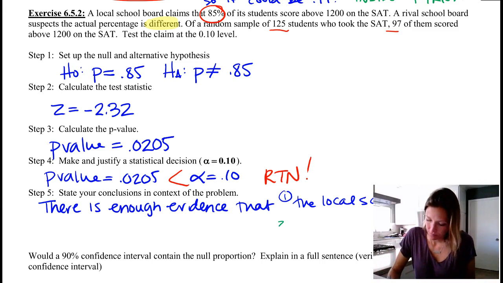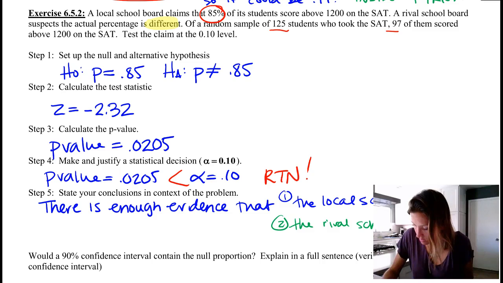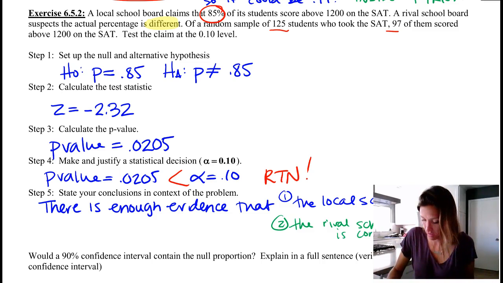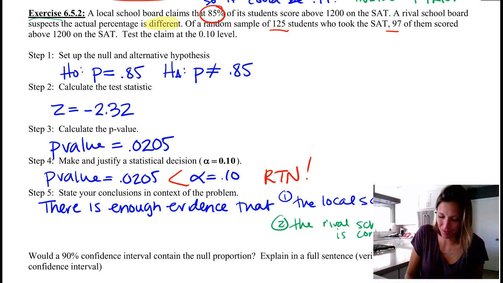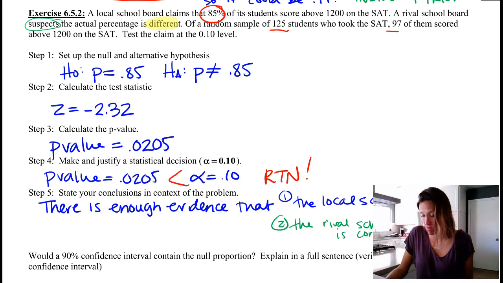Option number 2, that the rival school board suspicion. How do I spell suspicion? Why did I use this word? That is terrible. Oh my God. Suspicious. Suspicion is correct, I guess. I just used the word suspicion because that's what was in the word of the question stem. So that will be the same thing, right?